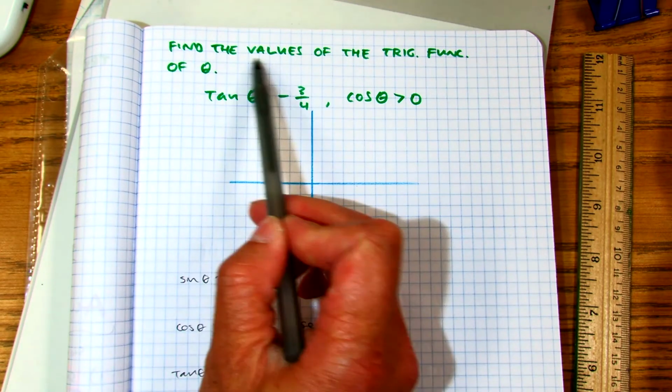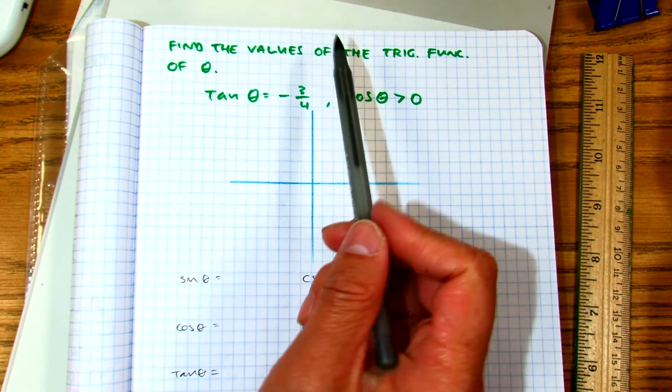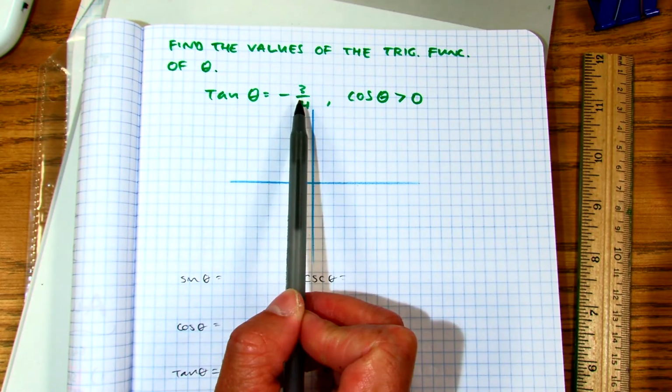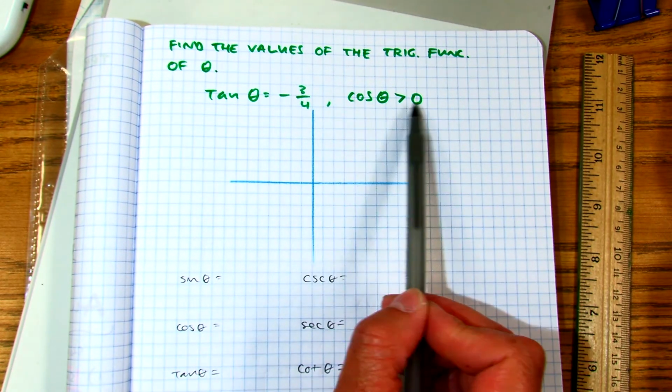Find the values of the other six trig functions with these clues. Tangent of theta is negative 3/4, and cosine of theta is greater than 0.